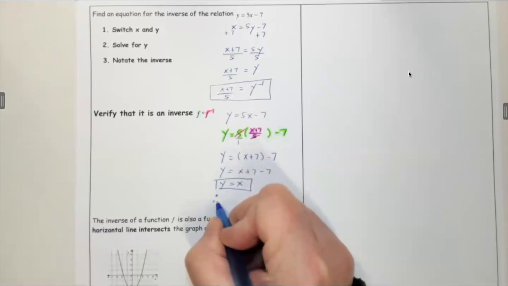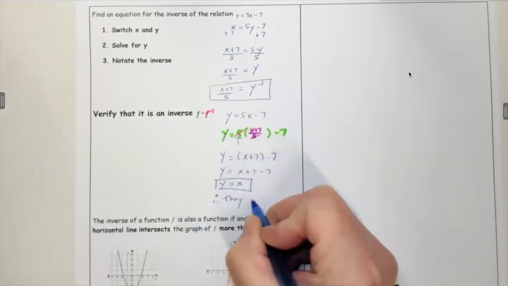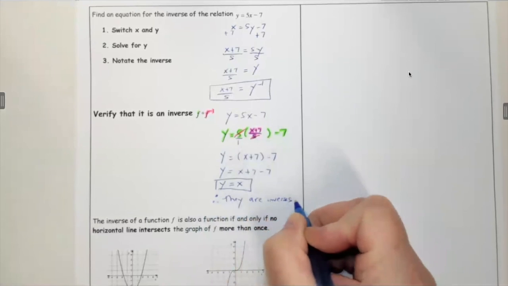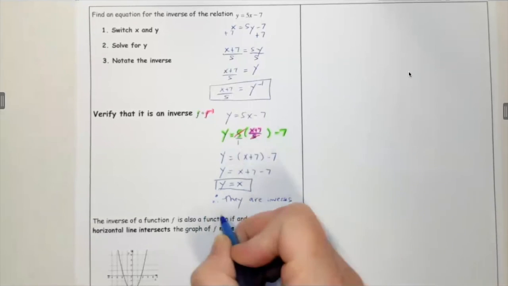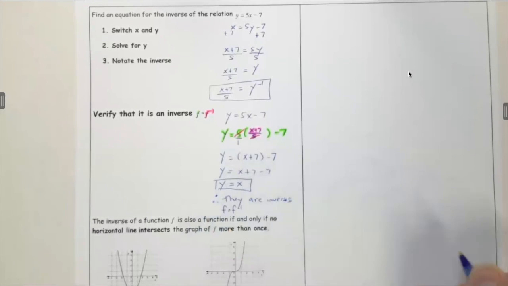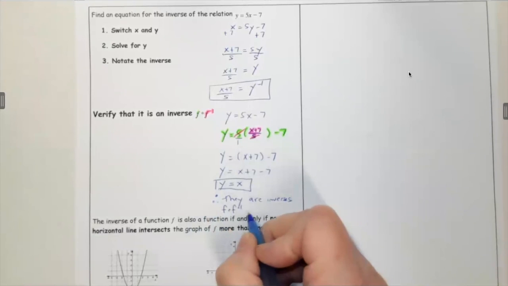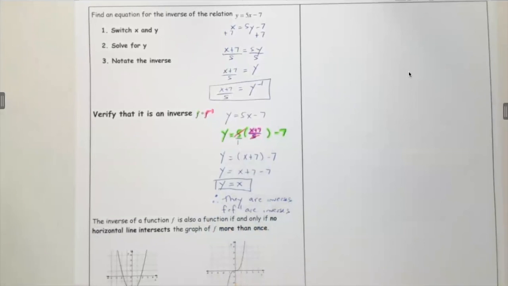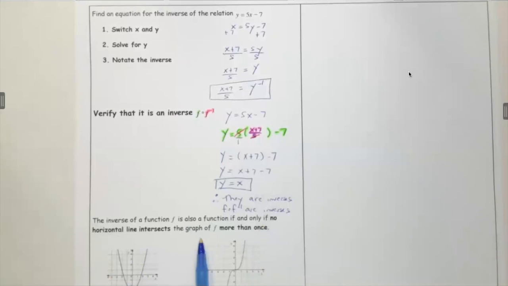Therefore, they are inverses. Therefore, f and f inverse are inverses. The inverse of a function f is also a function if and only if no horizontal line intersects the graph of f more than once.